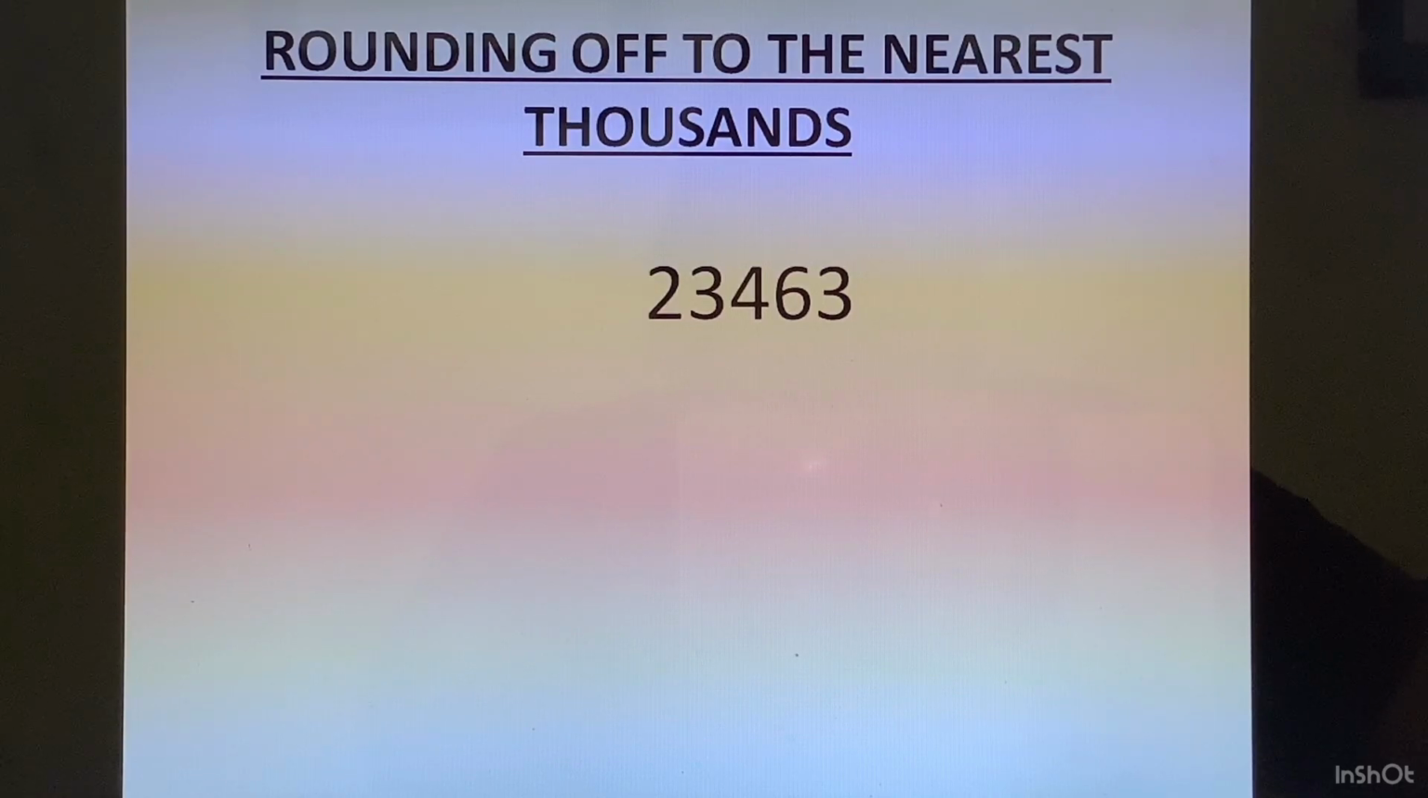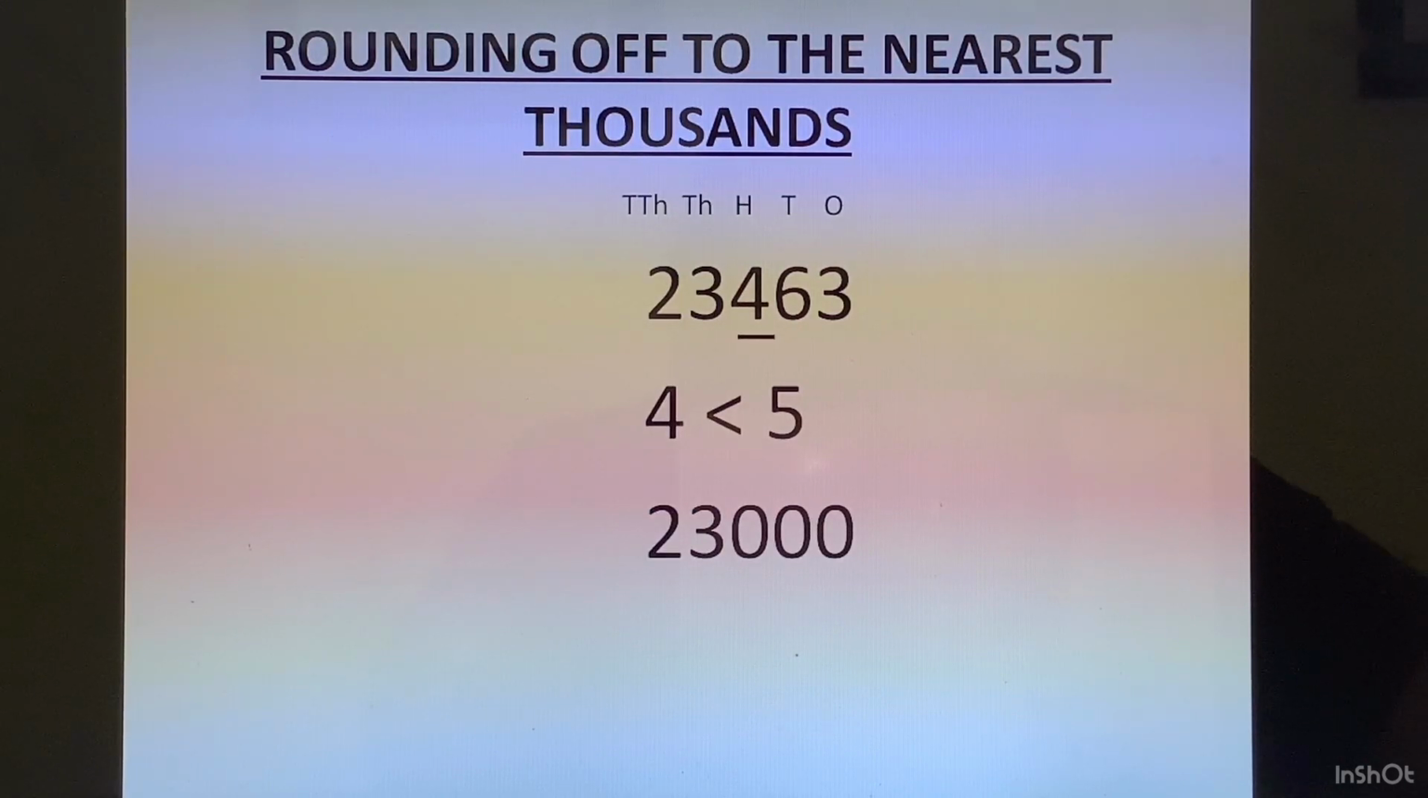23463. Rounding off to the nearest thousands, so we will look at the hundreds place. Hundreds place we have 4. And 4 is less than 5. Since it is less, we will not change the number at thousands place. We will just convert everything after the thousands place, that is at hundreds, tens and ones place, to 0. So the answer we will get is 23000.